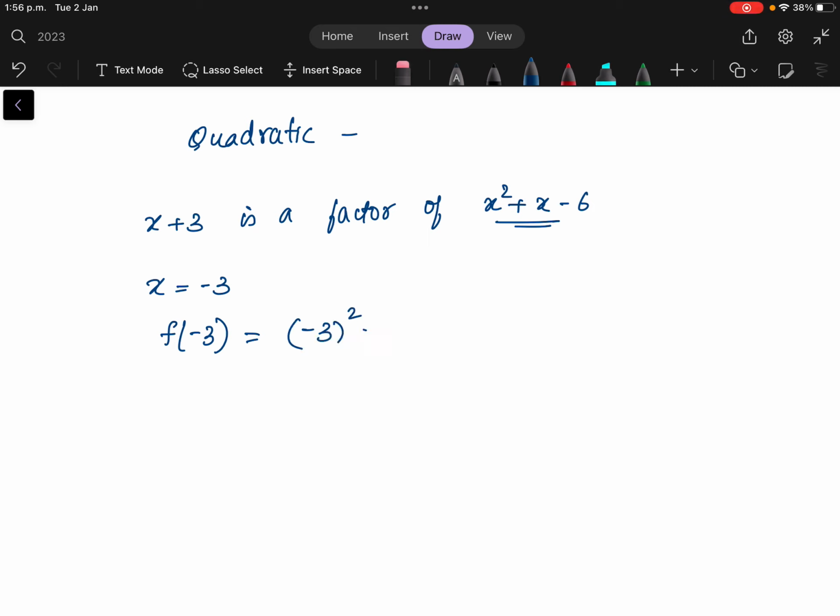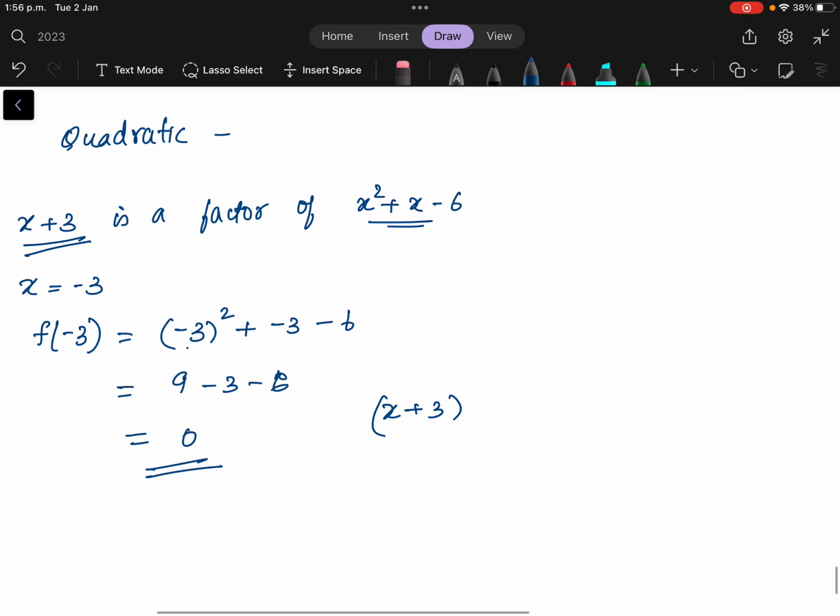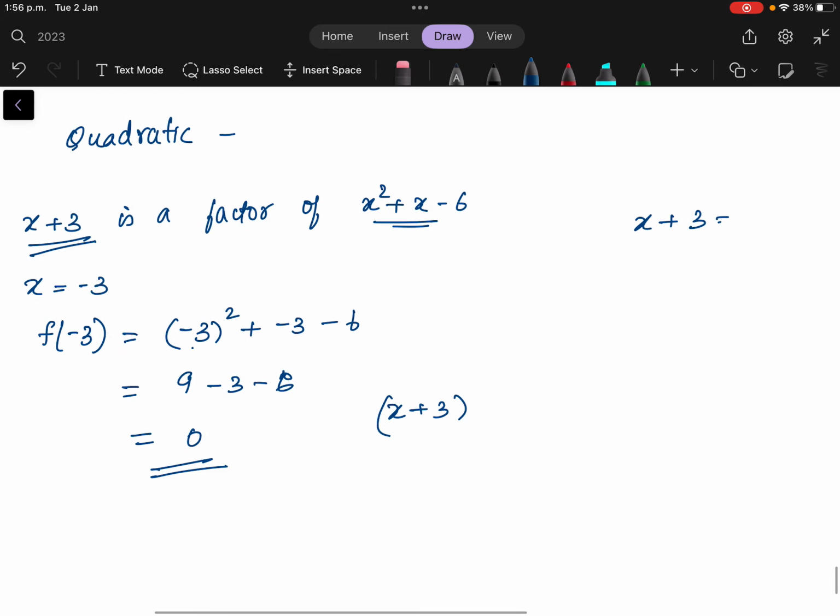So minus 3 squared plus minus 3 minus 6, which is 9 minus 3 minus 6, which is equal to 0. So if you get a 0, we can say that x plus 3 is a factor. Always remember, if you say that x plus 3 is a factor, you have to sub in the other value. You imagine x plus 3 is 0, and then x is equal to, you bring the 3 this side, minus 3.